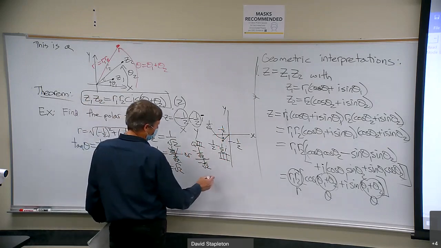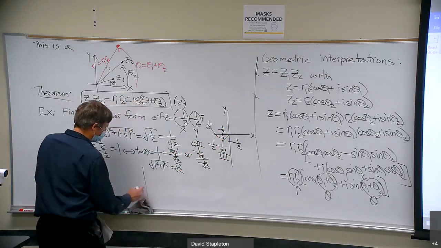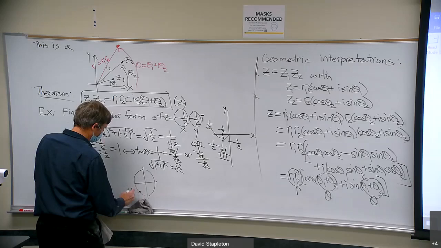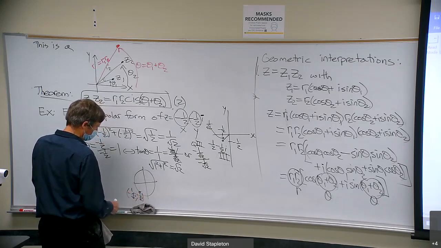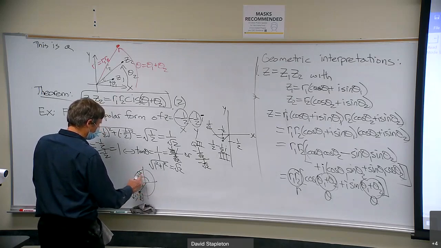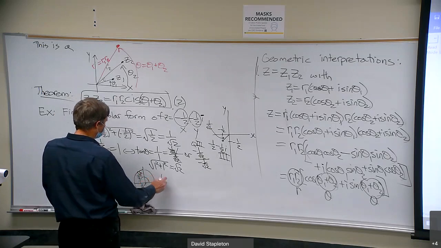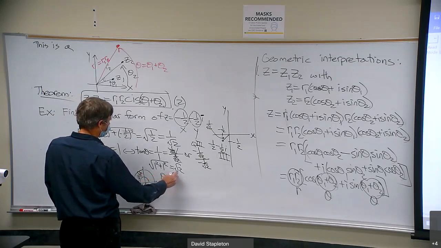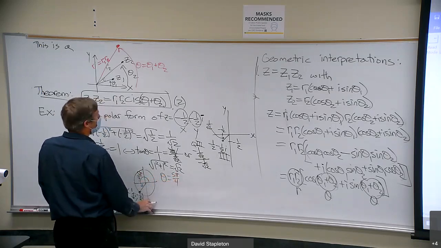And on the unit circle, we can find that angle now. It goes through the point minus 1 over square root 2, minus 1 over square root 2, also known as square root 2 over 2, minus square root 2 over 2, minus square root 2 over 2. It's evidently 225 degrees, or 5 pi over 4. So theta equals 5 pi over 4.